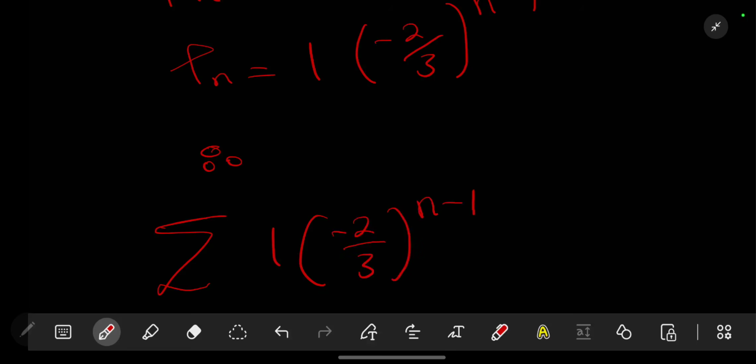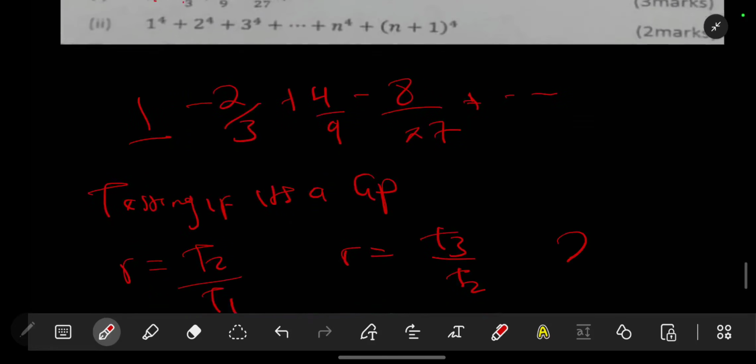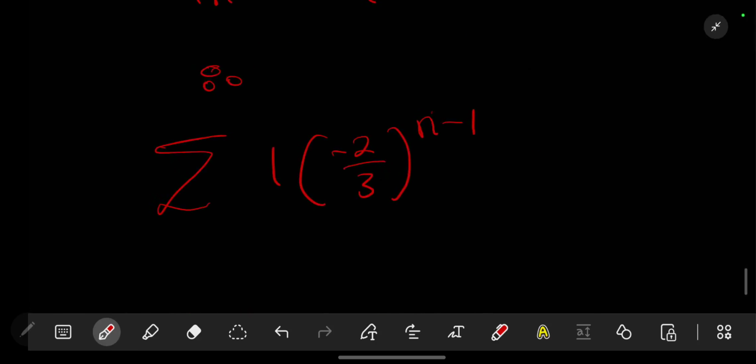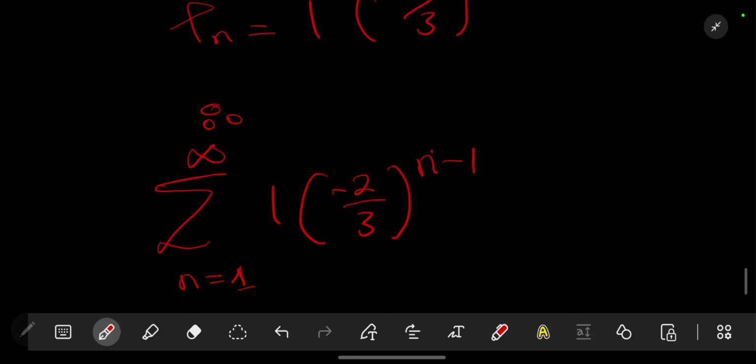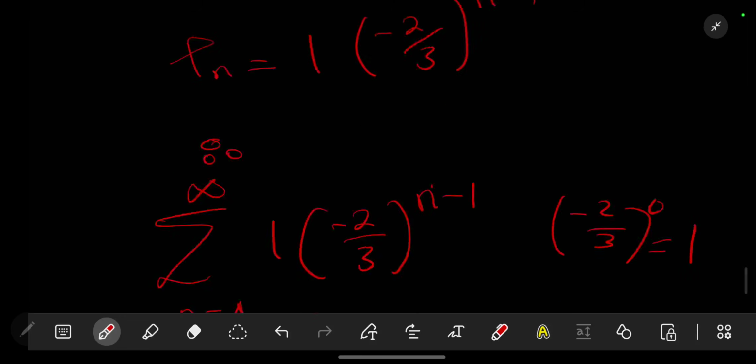n minus 1. So the only way we can get a 1 is, we know that any number to the power of 0 is 1. So we need to create a 1. So that means if we have 1, 1 minus 1 is 0. So that means to say our n should begin from 1, but our greatest value should be positive infinity. If we put 1 minus 1, it's 0. And negative 2 over 3, if it's in brackets to the power 0, it will be 1, sorry. It will be positive 1 like that.